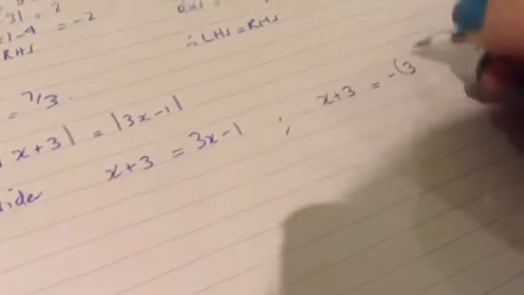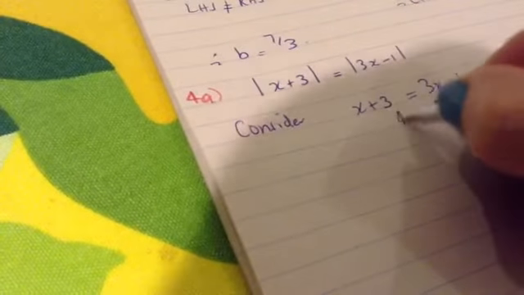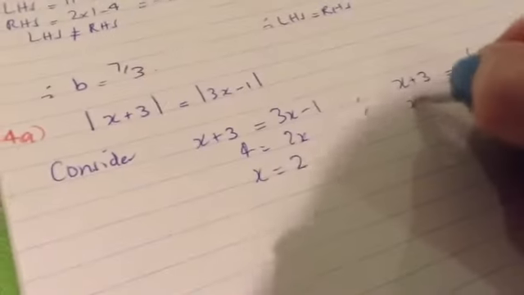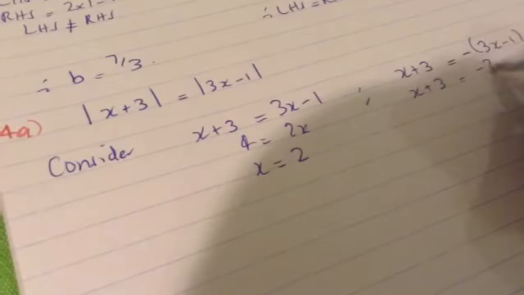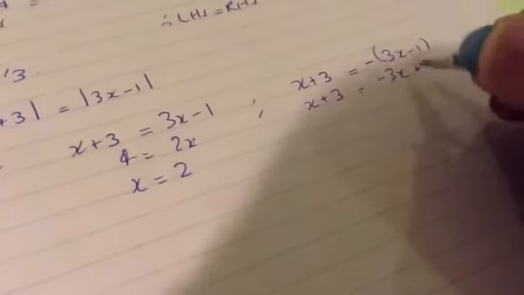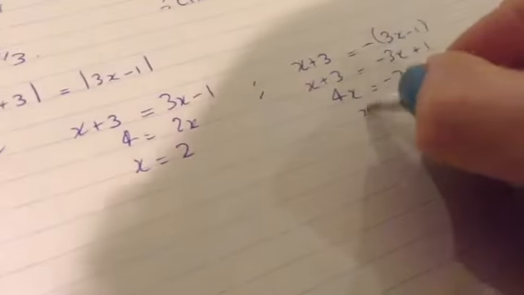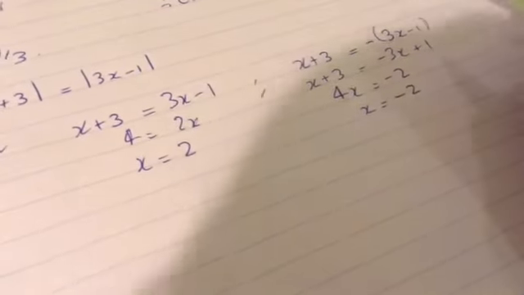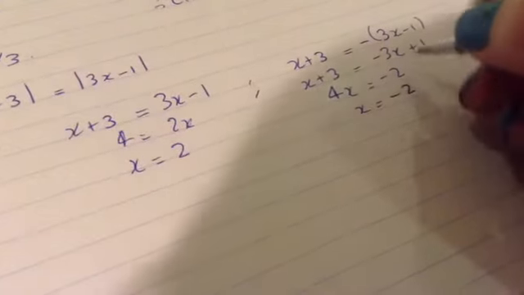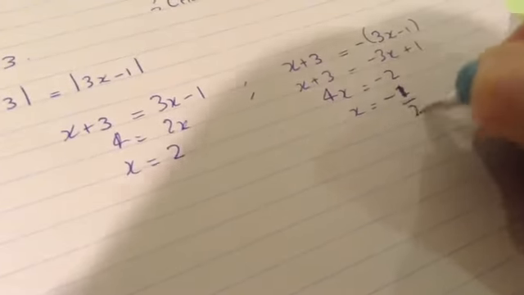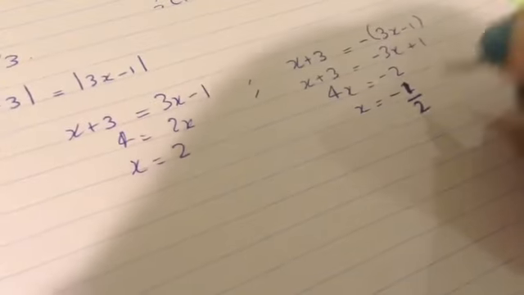Solve each one. So you get 2x equals 4, x equals 2, and over here, expand. Then you get 4x equals minus 2, so x equals minus 2. Sorry, minus a half. Be very careful. Minus a half. All right, so we're going to check these solutions again.